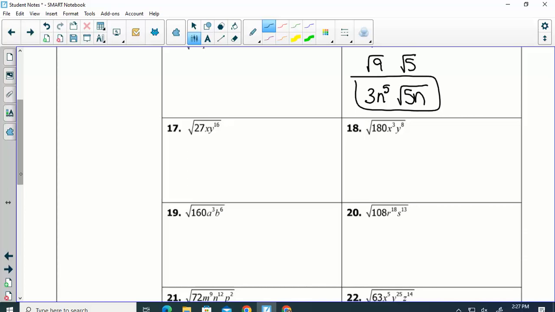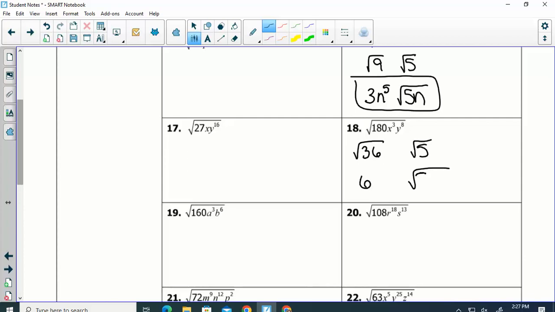180. We need something that would divide 180, a perfect square. 36 and 5. Okay. So the square root of 36 is 6, and we can't do the square root of 5.